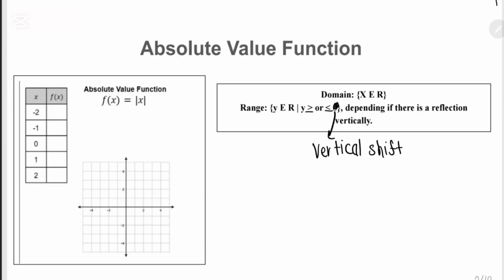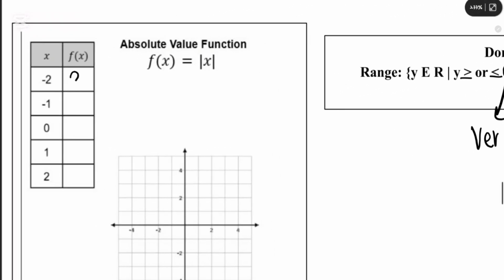So yeah. Okay, let's go on to absolute value functions. First, let's just graph that. So let me do 1, 2, 1, 0, 1, 2.